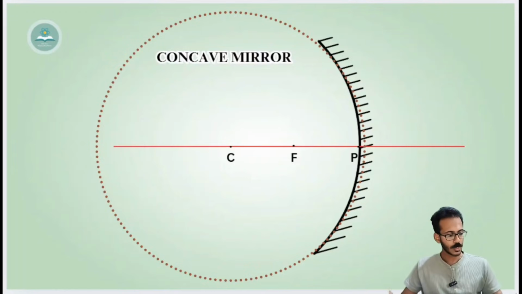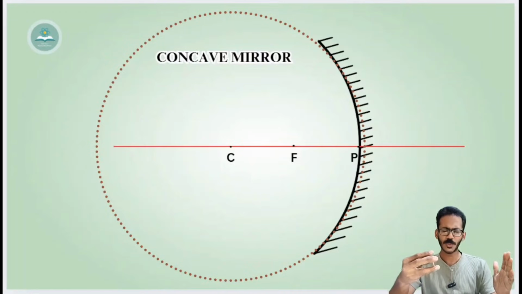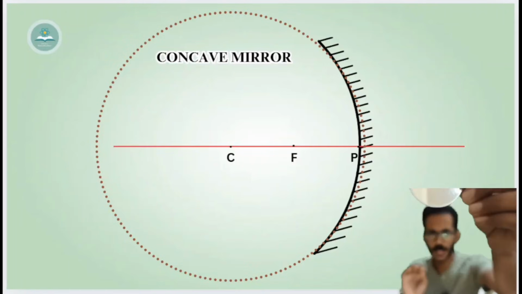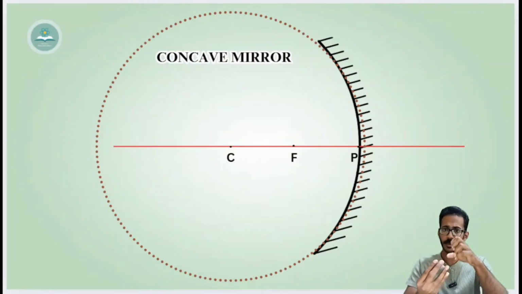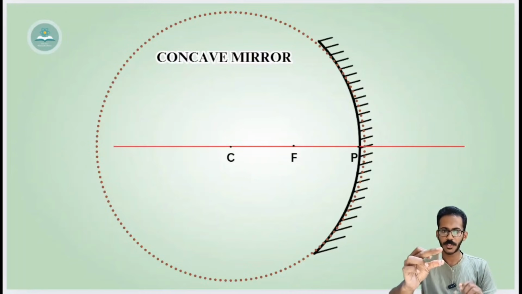Now, if I place my convex mirror here, you know, convex mirrors usually won't form real images. They will only form virtual images. You can see something inside, but you can't get the image on the screen. On the other hand, this concave mirror forms images outside. It can form real images, and it forms real images on the screen.